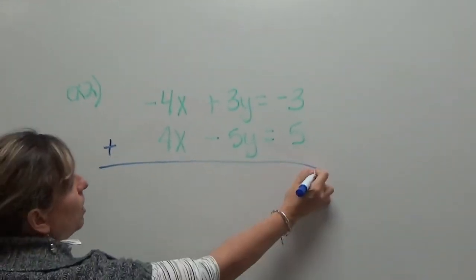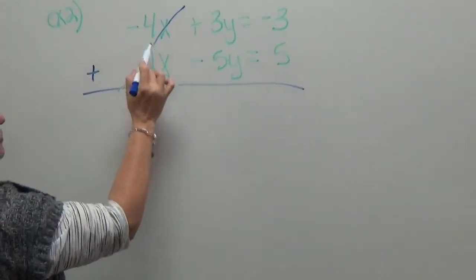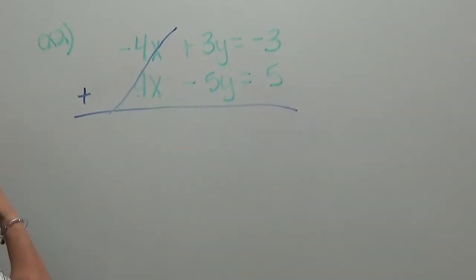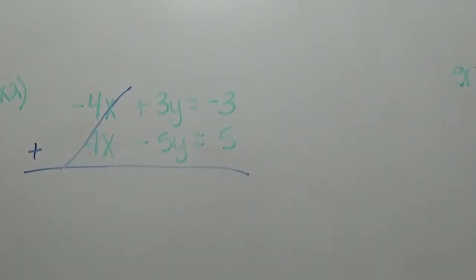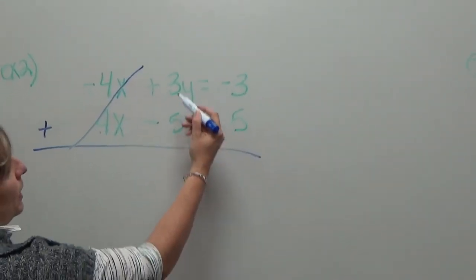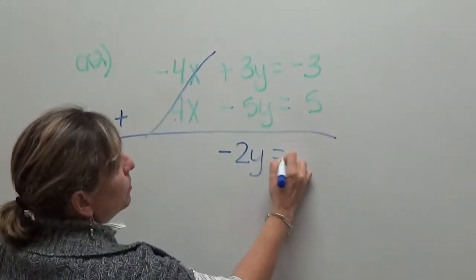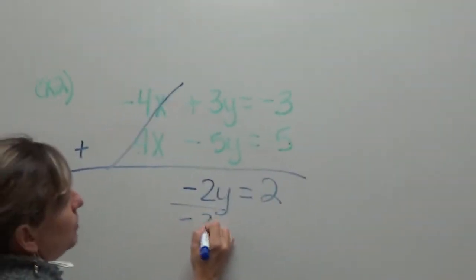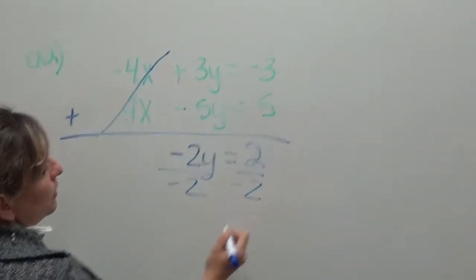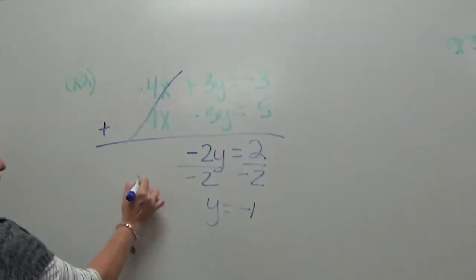If they are already opposite signs, I get to just do beautiful things like this. Negative 4x and positive 4x cancel. My goal is always to cancel either the x's or the y's. In this problem, I cancel the x's. So now I have a negative 5 and a positive 3. That becomes negative 2y equals 5 minus 3, which is 2. So I'm going to divide by negative 2. And now I get y equals negative 1. That's half of my answer.